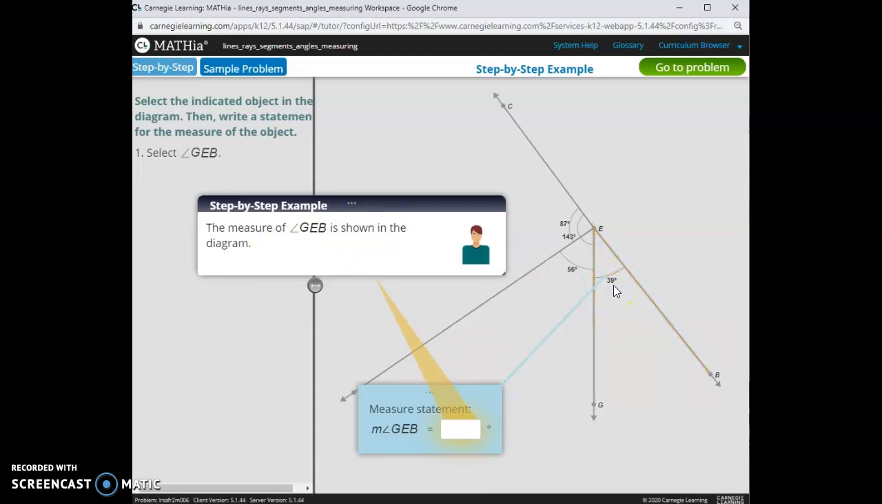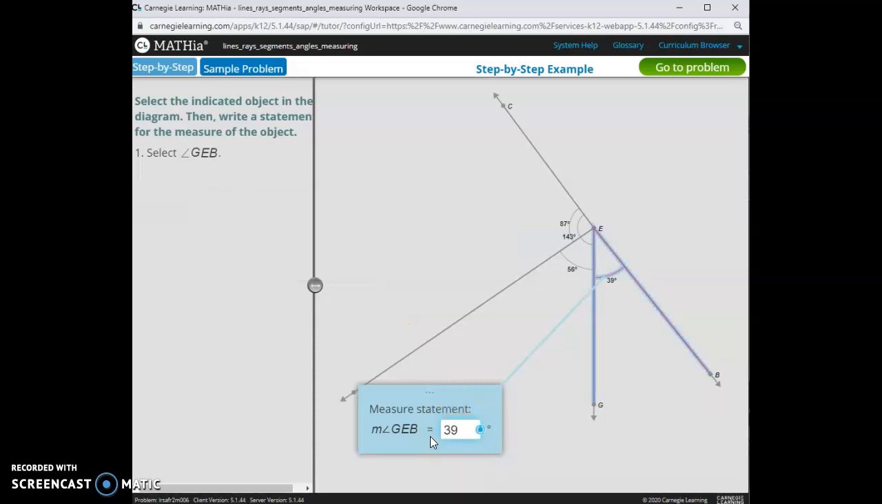I'm going to type 3 and 9, and I'm not going to type that degree symbol because it's already in here. My complete sentence says measure of angle GEB is 39 degrees. That equal sign is the verb of this complete sentence. I'm going to press enter or return to complete my task.